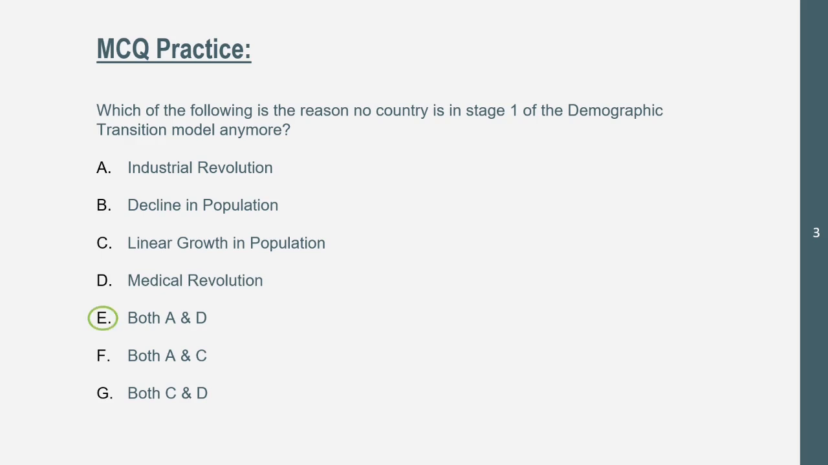Industrial Revolution and the Medical Revolution, we just said this, is the reason no country is in stage 1 of the DTM anymore. It's caused population growth and death rate to drop, and with birth rate being high, that population is going to go high.